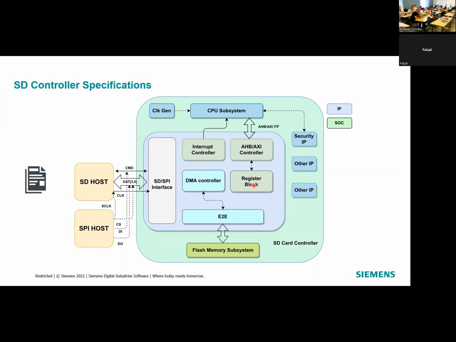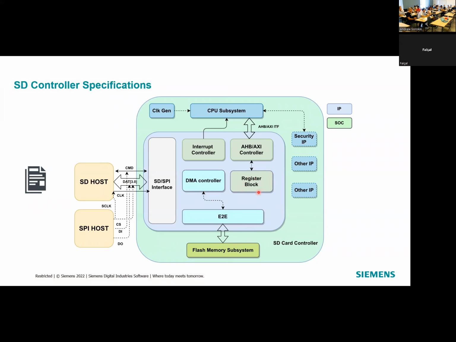So here is how my chip looks like. We have here an IP, which is in blue, which is the SD controller itself. In this SD controller, we have a first block which goes into the host, or into your computer. It needs to communicate through two interfaces, SD interface and SPI interface. We have a DMA controller, which will control the data that needs to be passed from the flash memory to the host or vice versa.